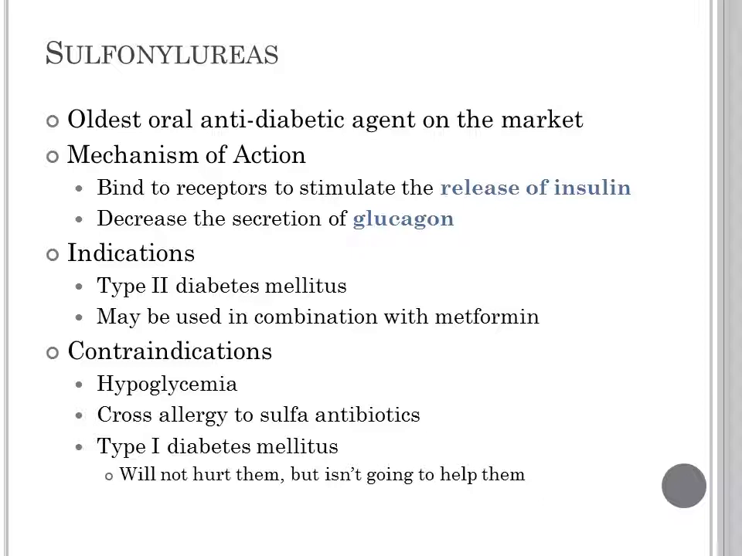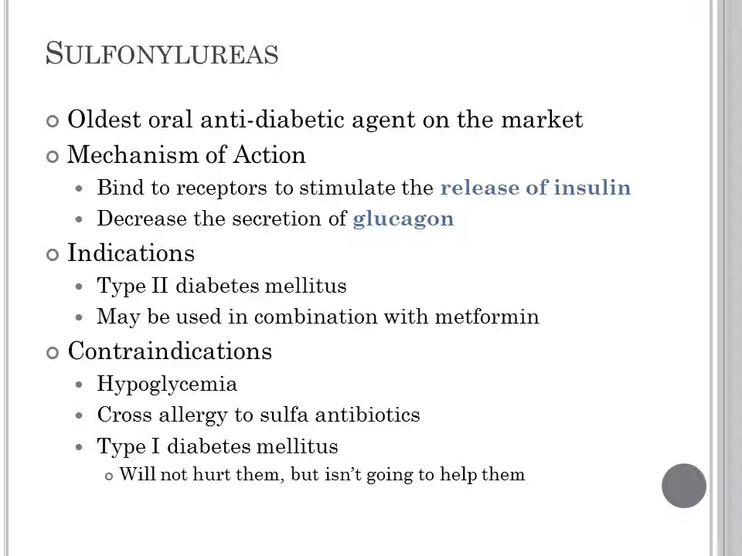Back to the sulfonylureas, in addition to stimulating the release of insulin, it also decreases the secretion of glucagon. Glucagon is like your body's natural sugar, so again, when your blood sugar falls too low, this gets secreted to help bring it back up. Indications for using this medication is going to be type 2 diabetic patients. Because you need a functioning pancreas, it is not going to help type 1 at all, so it's not going to ever be used for a type 1 diabetic patient.